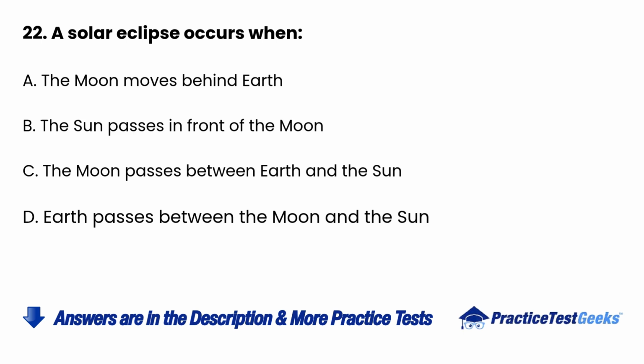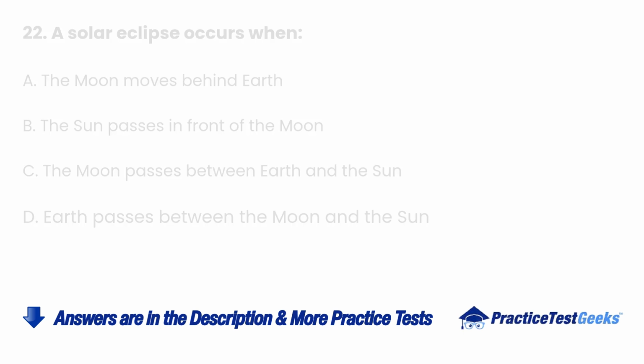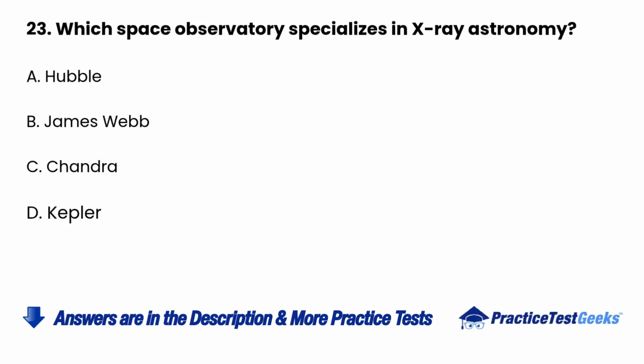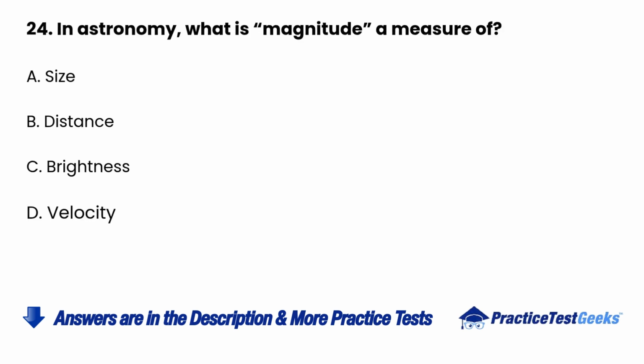The moon moves behind Earth. B. The sun passes in front of the moon. C. The moon passes between Earth and the sun. D. Earth passes between the moon and the sun. 23. Which space observatory specializes in X-ray astronomy? A. Hubble. B. James Webb. C. Chandra. D. Kepler. 24.